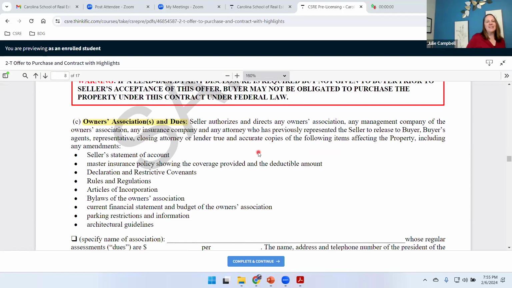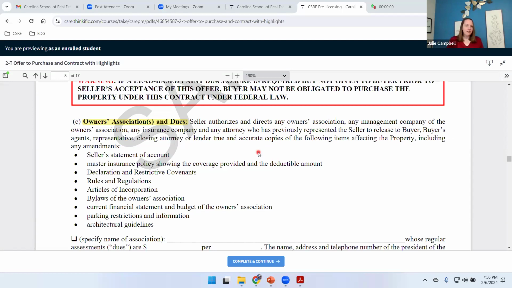Sellers represent if it is in an owner's association, if they are in an HOA. And then the seller is asked to provide the following about the owner's association. So there's our covenants and bylaws and articles of incorporation, etc. Maybe they have all of this, maybe they just have one of it. It's up to the owner's association.